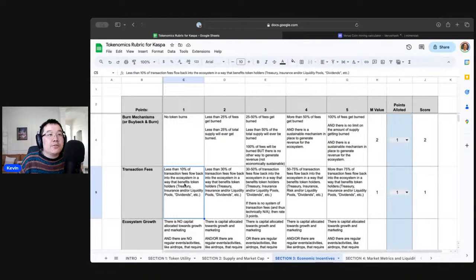Okay, are the transaction fees flowing back into the ecosystem? You know how some coins or some projects take transaction fees and put it back into the treasury or give it to stakers or whatnot? Yeah, so this does not do that, so it's getting a 1.